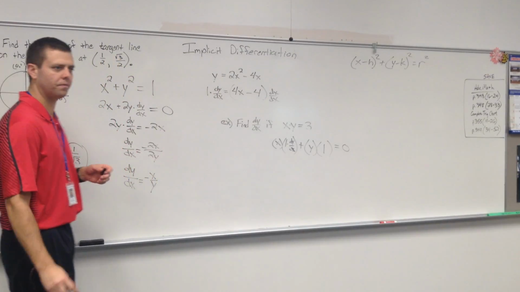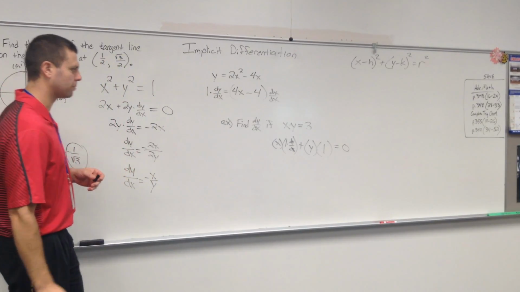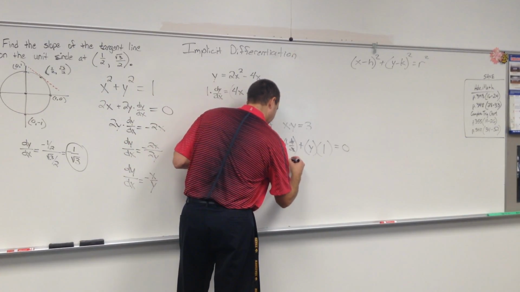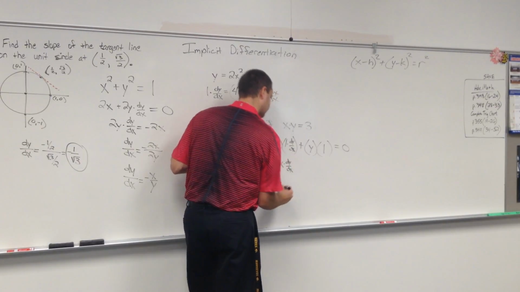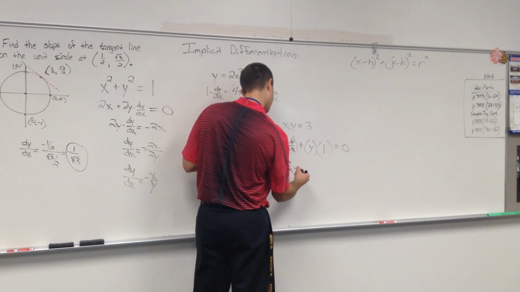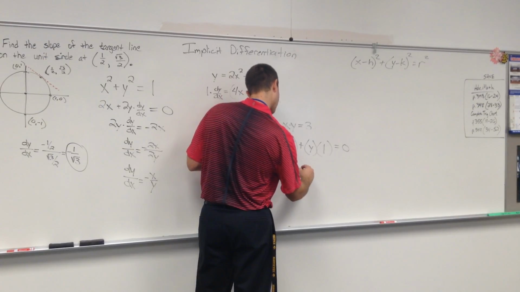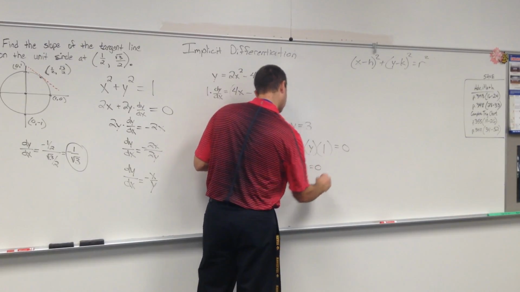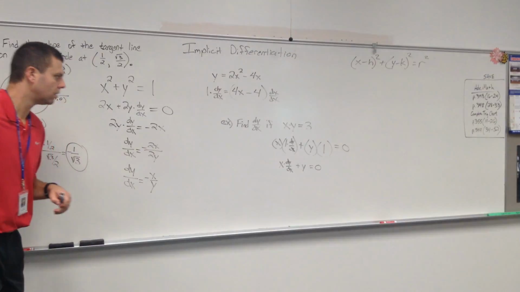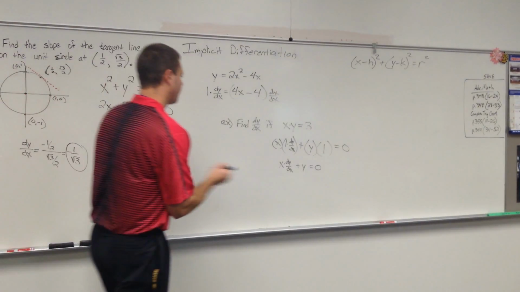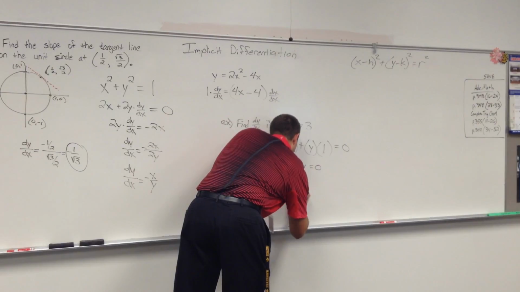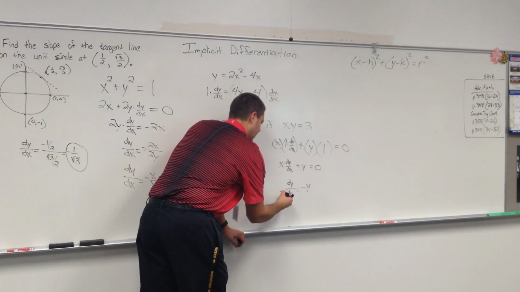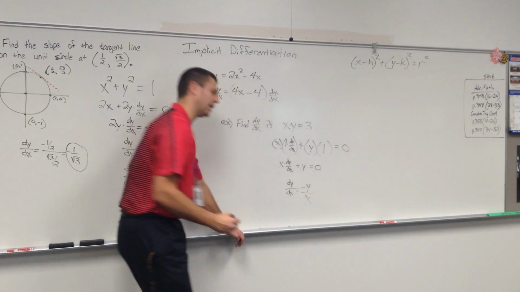Now all I need to do is get dy/dx by itself. So this is really saying x times dy/dx, right, plus y equals 0. Subtract y. You get negative y. Divide by x, and you get negative y over x.